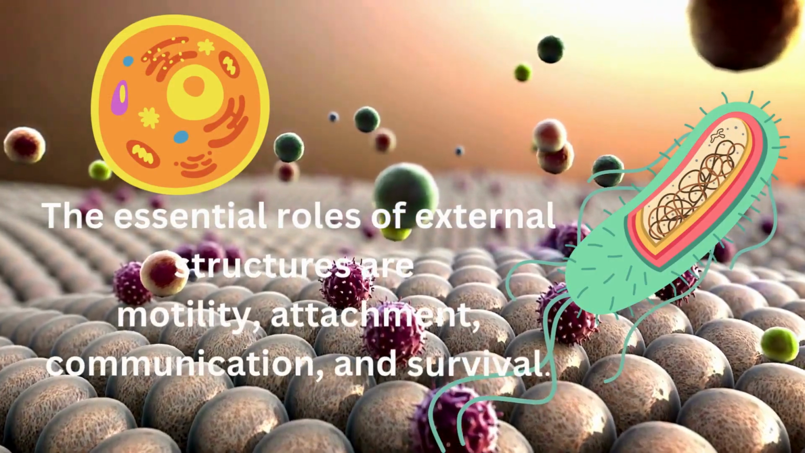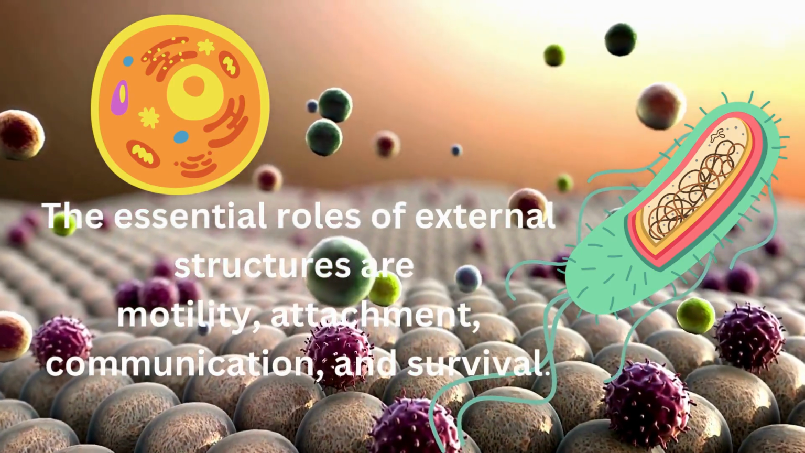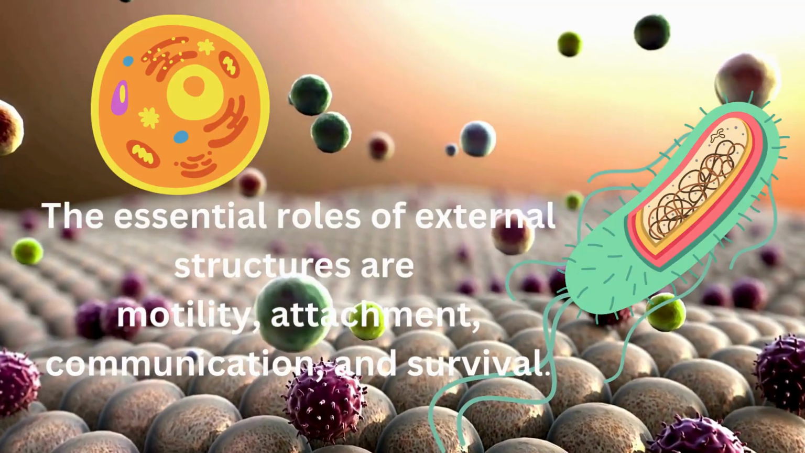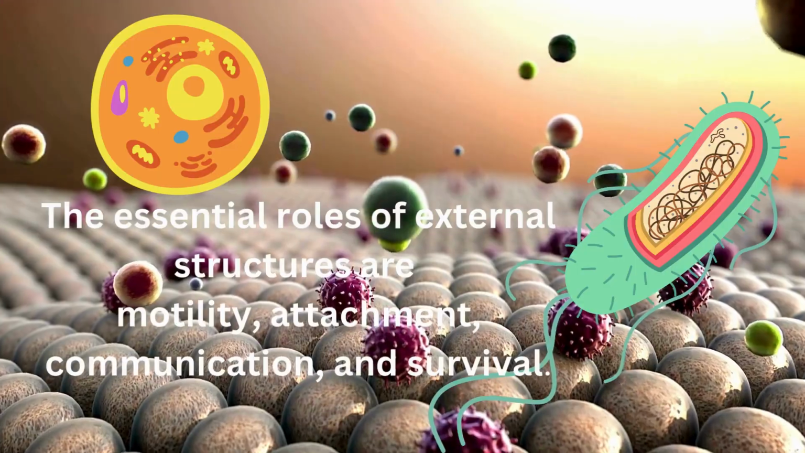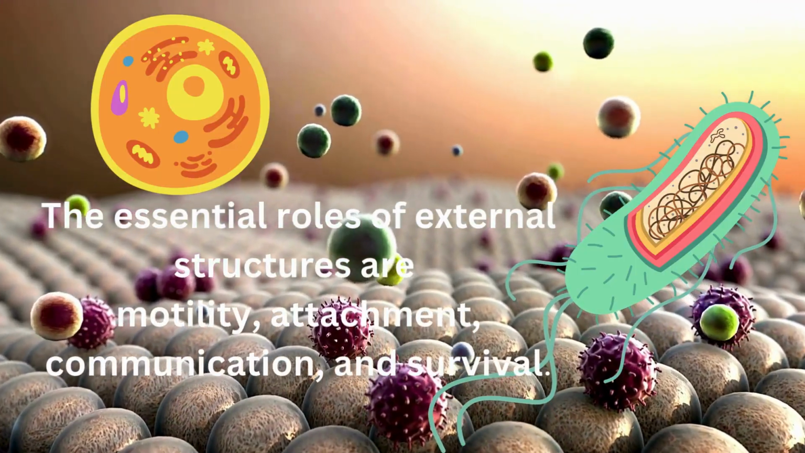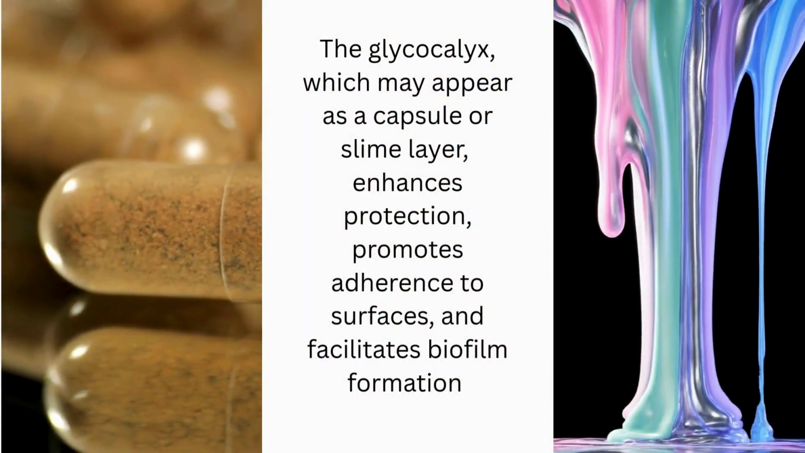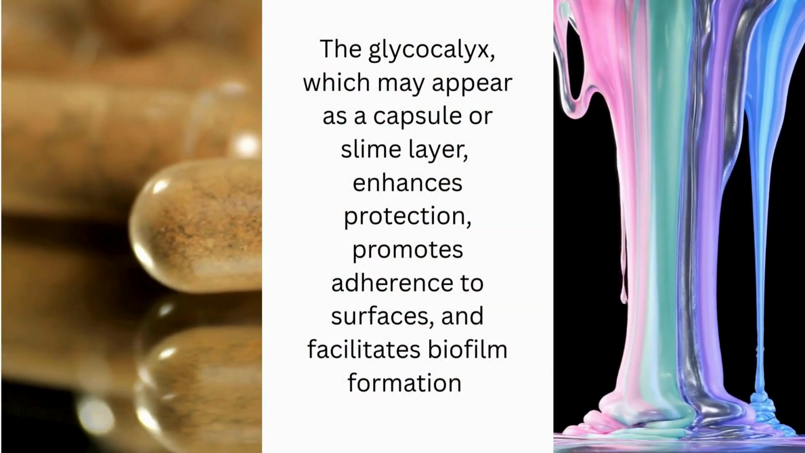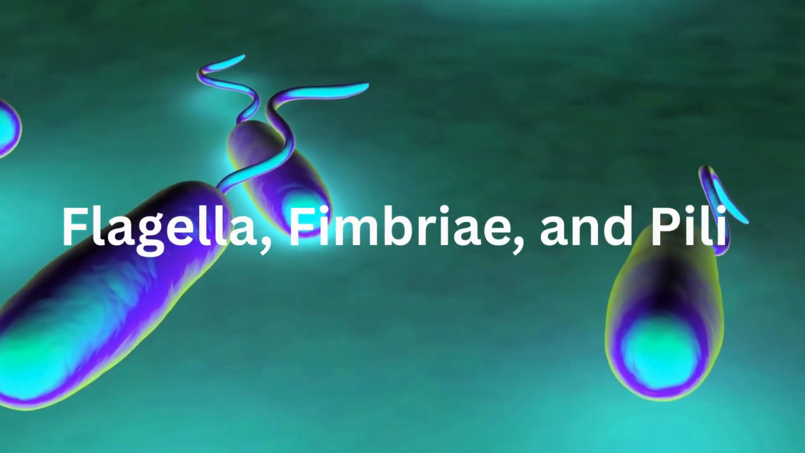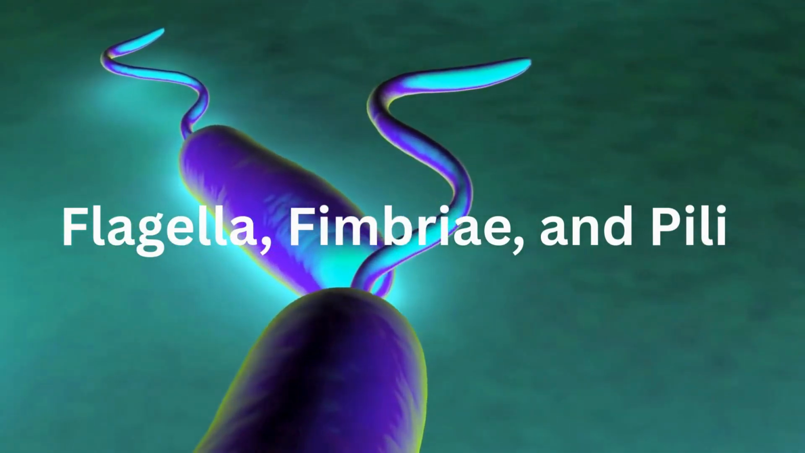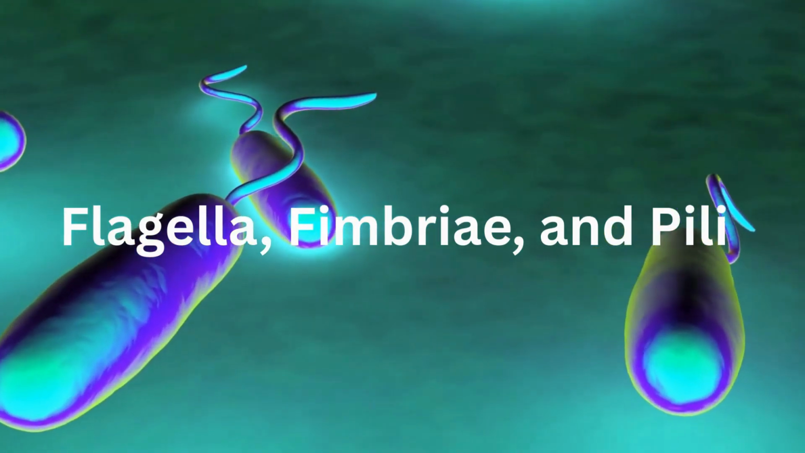Prokaryotic structures external to the cell wall are critical for attachment, motility, environmental sensing, survival, and genetic exchange. These structures allow bacteria to interact dynamically with their environment rather than existing as passive cells. The most significant of these structures include the glycocalyx, capsule, and slime layer, flagella, fimbriae, and pili, each contributing to bacterial fitness, pathogenicity, and ecological success.